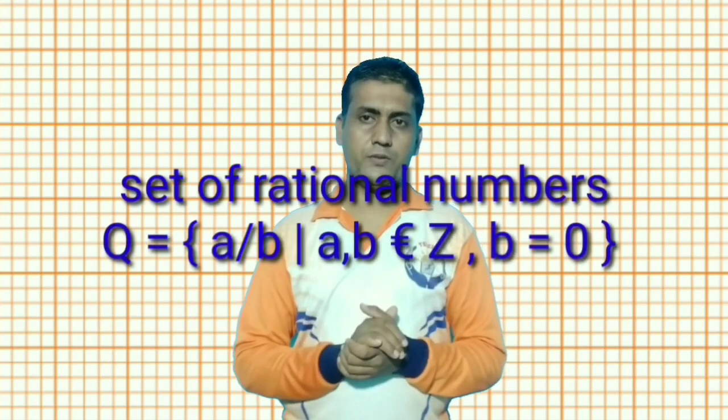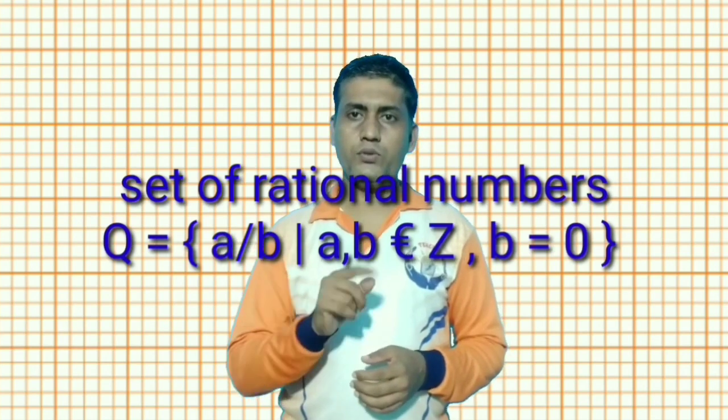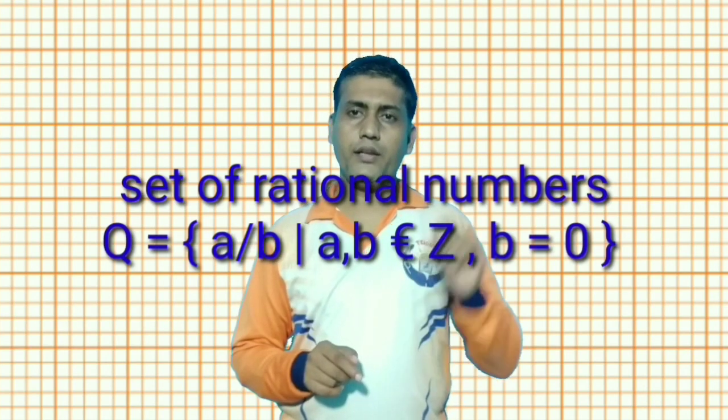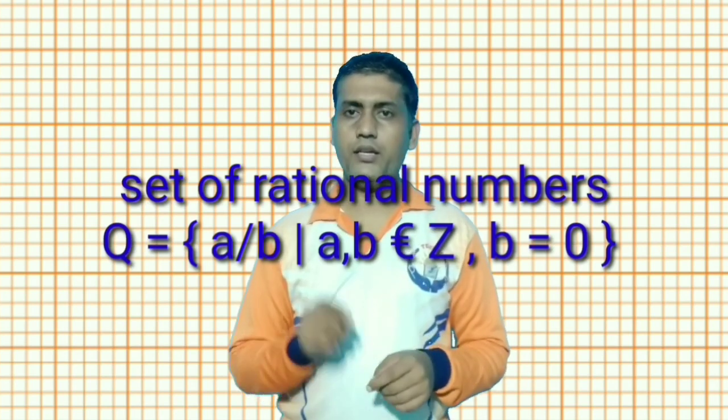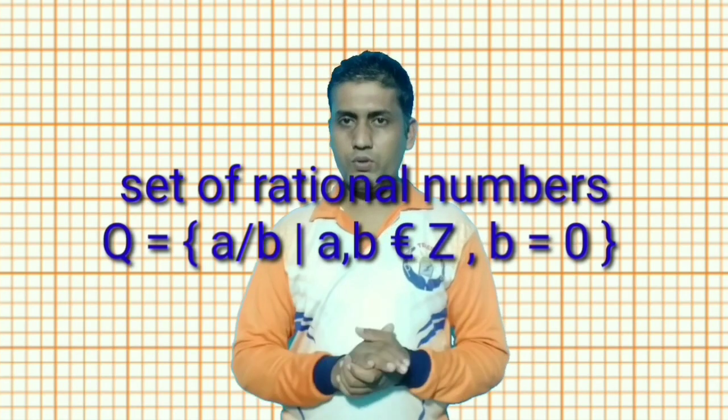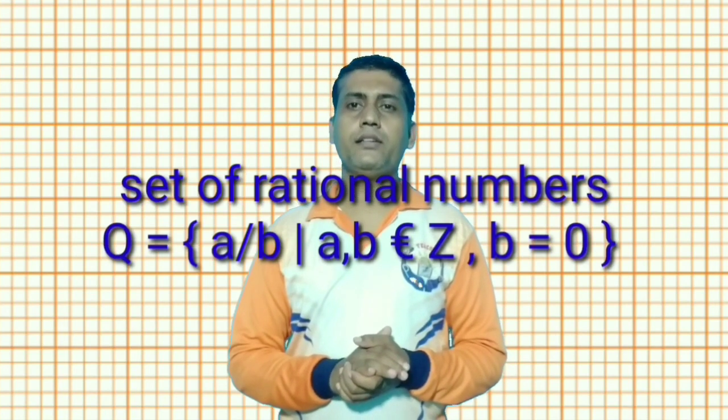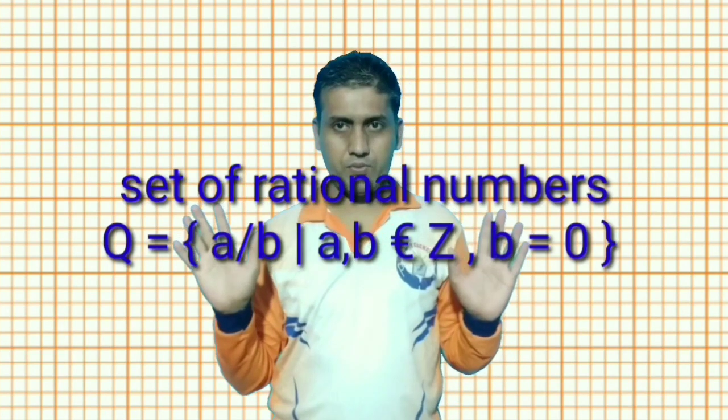Let us take another example, rational numbers. How to write down the rational numbers? Q is equal to, braces, a upon b, such that a belongs to Z and b is not equal to 0.